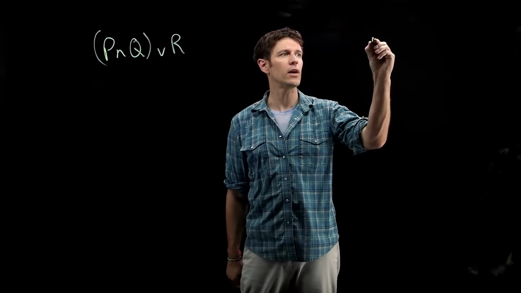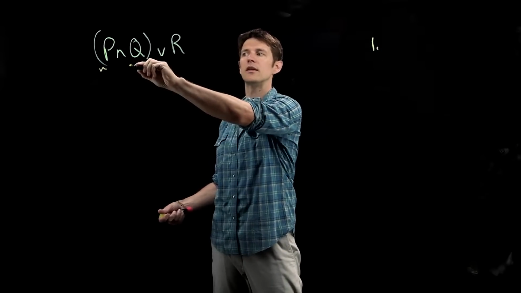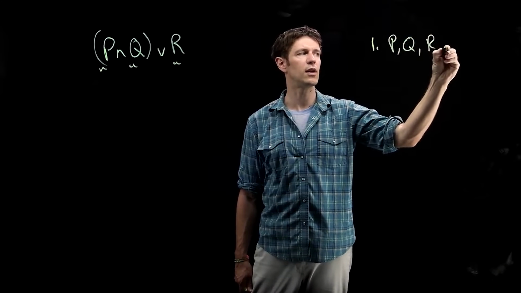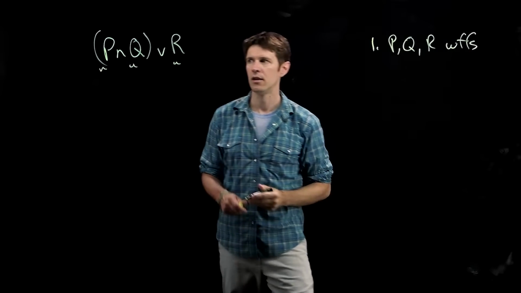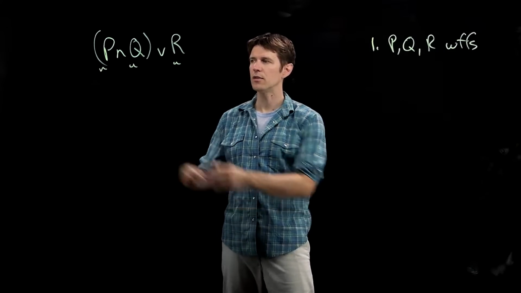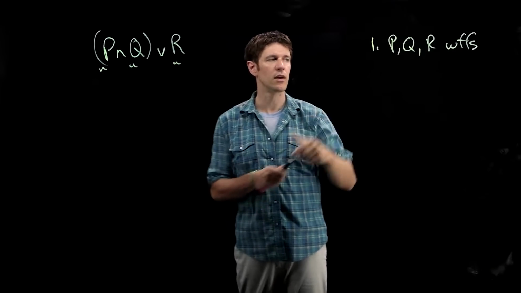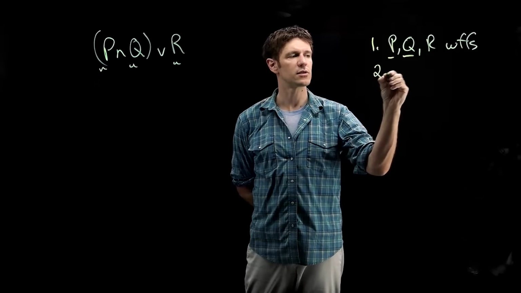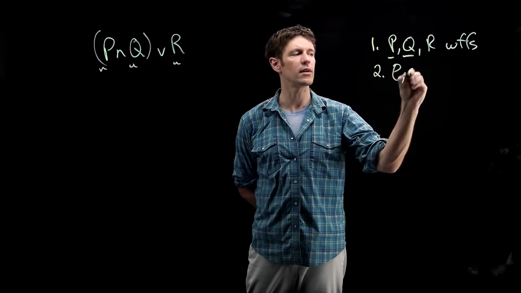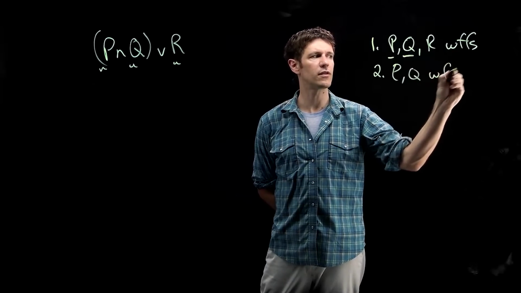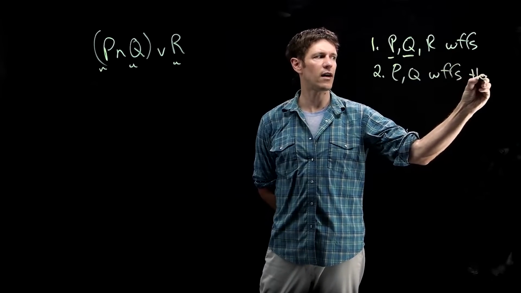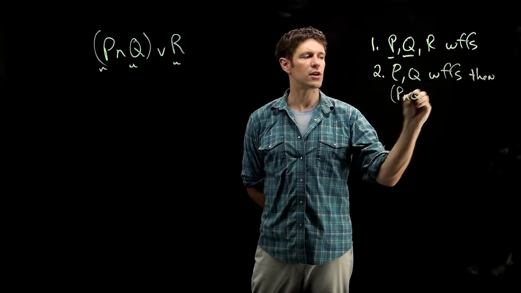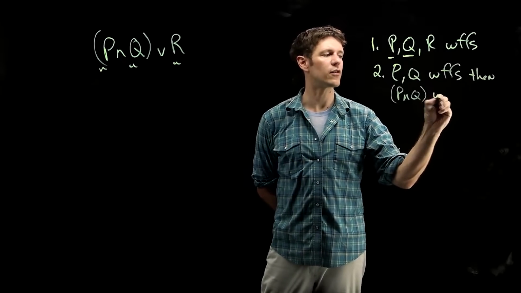We would start by saying, well, all these propositional letters, P, Q, and R, are well-formed formulas. There's a formation rule that says that. So P, Q, and R are well-formed formulas. Then we would say, well, since P is a well-formed formula and Q is a well-formed formula, then their conjunction is a well-formed formula. So the second step would be to say, since both of these are WFFs, it would follow using, I think it's rule 3, that P and Q, the conjunction with parentheses around it, is a well-formed formula.